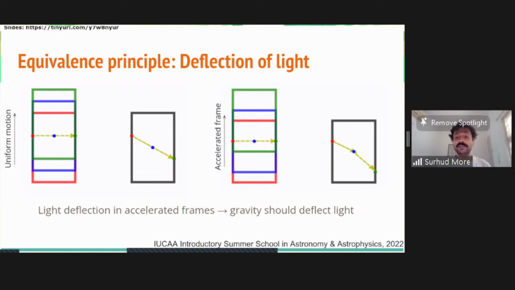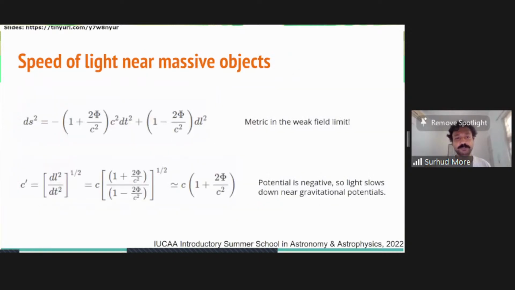So he said gravity needs to deflect light. In order to compute what this deflection is, he considered the metric in GR. This is again something which you must have studied in the lectures on GR. If you look at the metric in the weak field limit, it looks something like this, where you have these particular terms which are related to the gravitational potential.